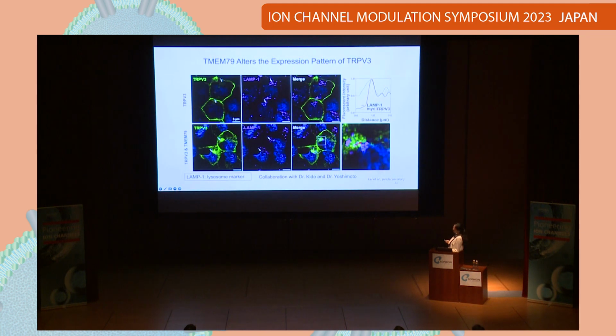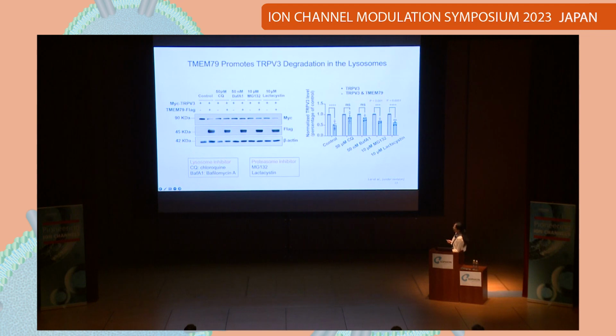And more than that, in many cells expressing both TRPV3 and TMEM79, we observed the co-localization of TRPV3 and a lysosome marker here. So this likely implies TMEM79 could cause TRPV3 degradation. There are two major protein degradation pathways. One is the ubiquitin proteasome system. Another one is the lysosome protein lysis pathway.